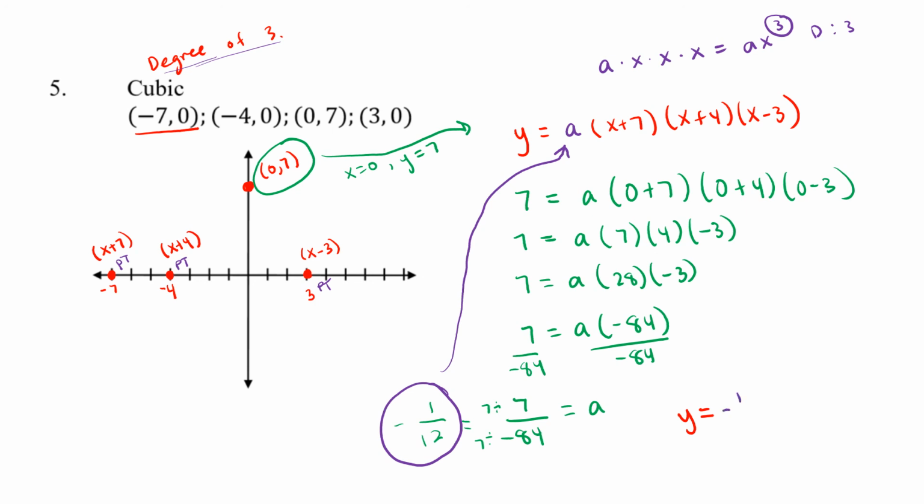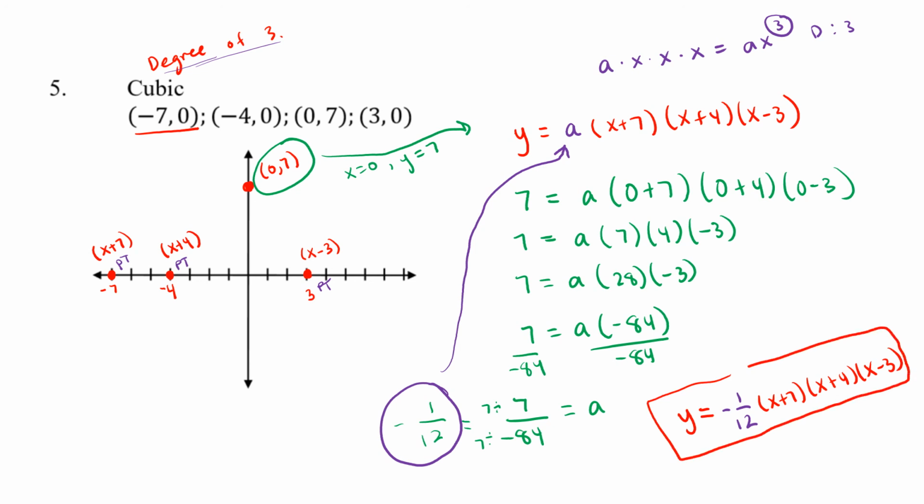It's a negative 1/12. I'm going to write our factors. x plus 7, x plus 4, x minus 3. Okay, so that's the equation. Now what we have to do is actually finish off the graph here. And how we're going to do that is what we just found out was that our a is negative 1/12. So if we took that a and we put it back in here, that's a negative 1/12 there. And what that tells us is our leading coefficient is negative. So the right side has to go down.